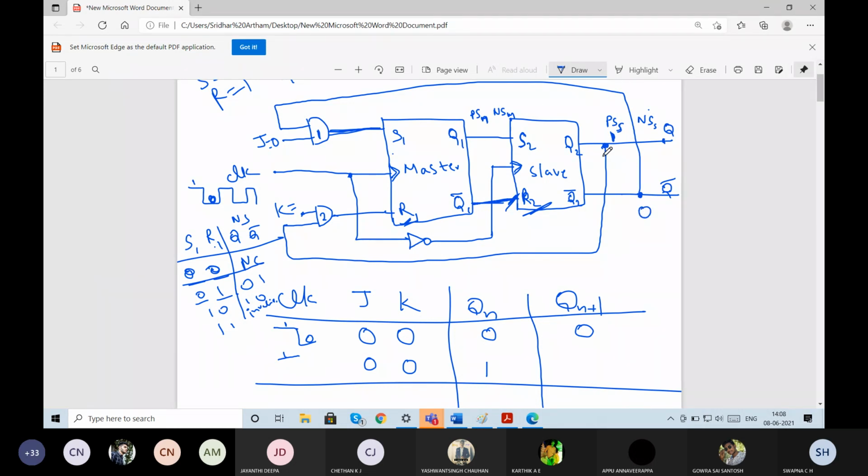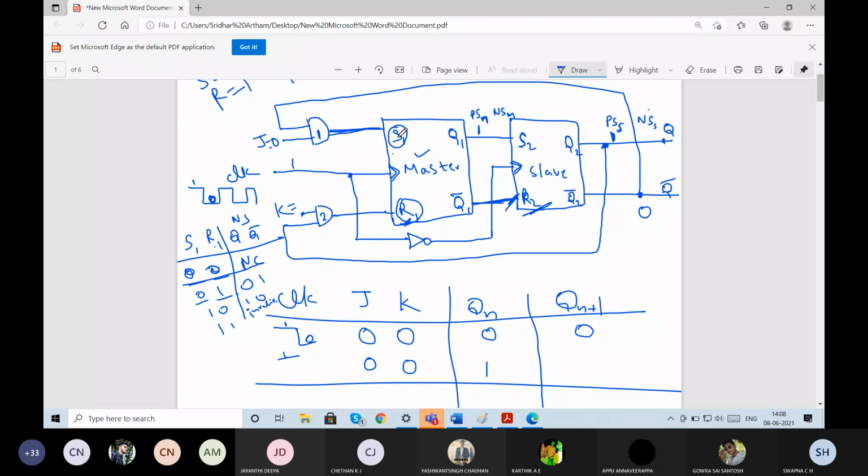And one more thing, the slave will always hold the master value. So if I'm saying the present state of the slave is 1, the present state of the master will also be equal to 1 only. That is the main thing you need to understand here. Okay, fine. Now I have given clock as 1. When clock is equal to 1, the master will become active. If the master is active, it will check for S1 and R1 values.